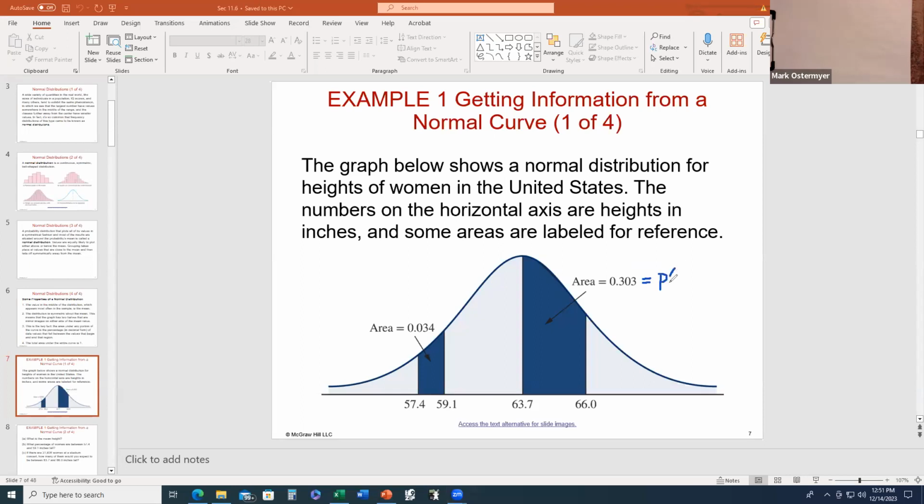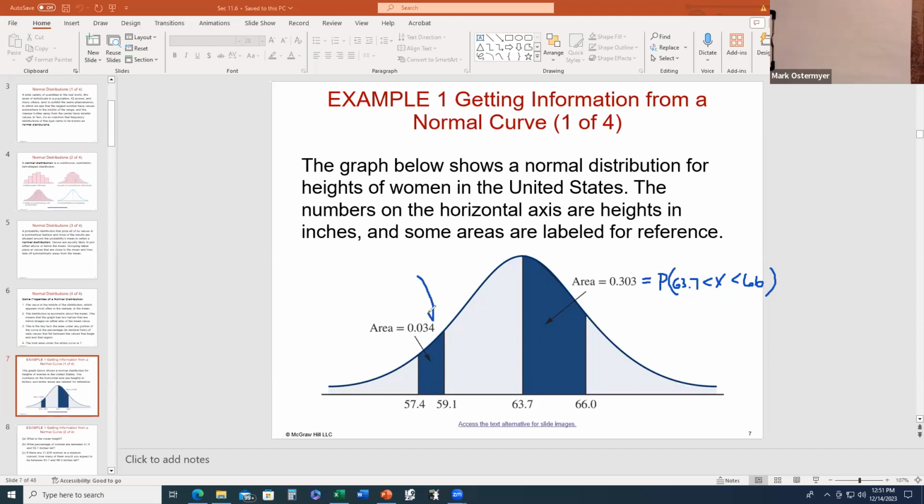So if X represents the height of a woman, then we would say the probability that the height of a woman lies between 66 inches and 63.7 inches is about 30%. So about 30% of all women in this country have heights that range from 63.7 inches to 66 inches.